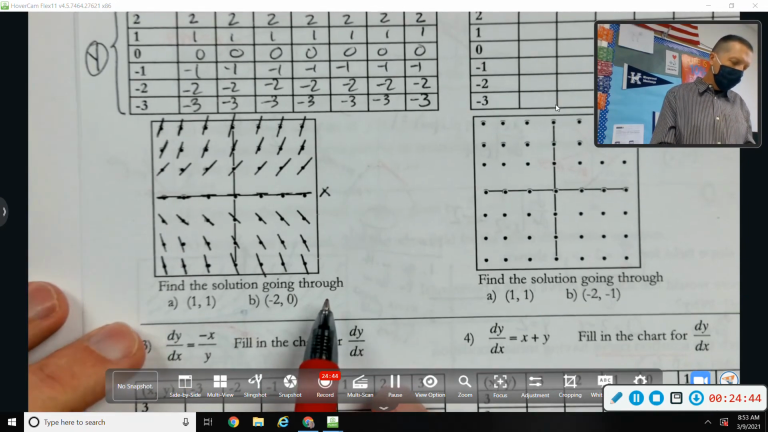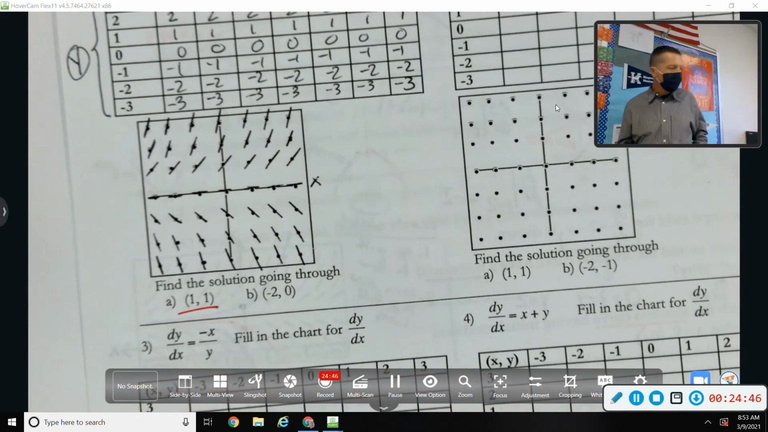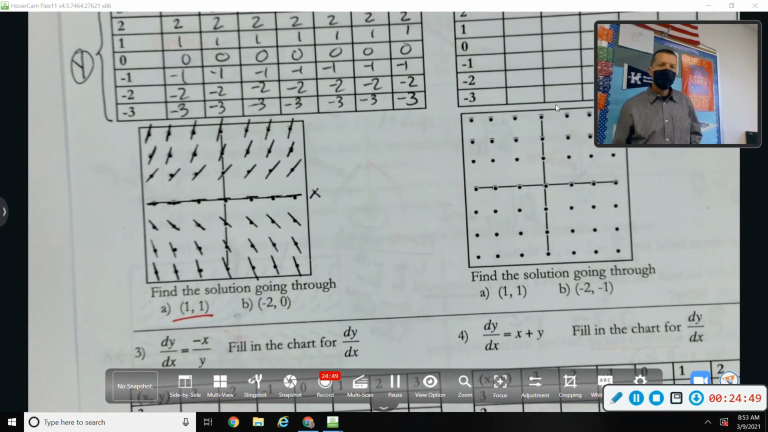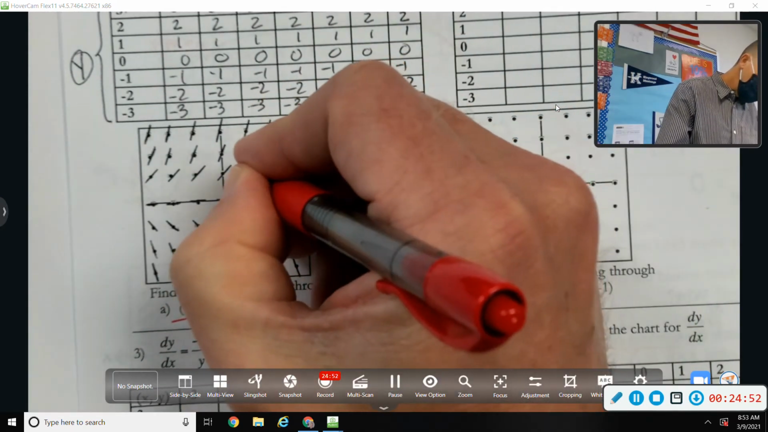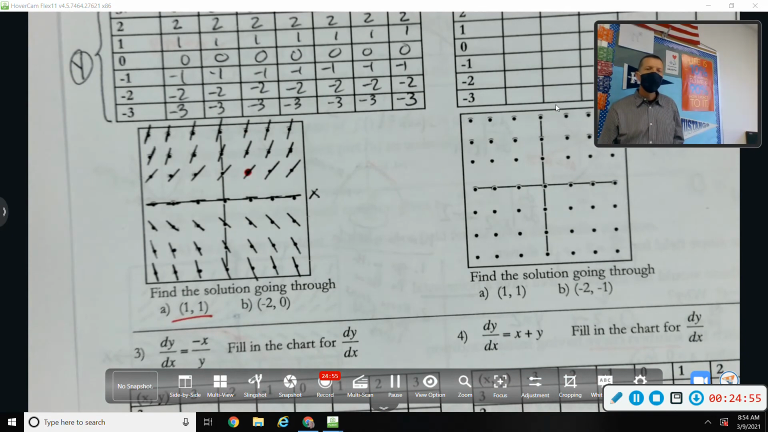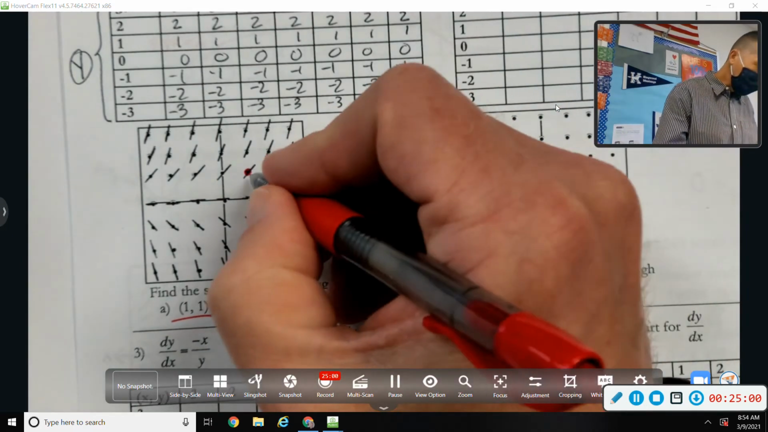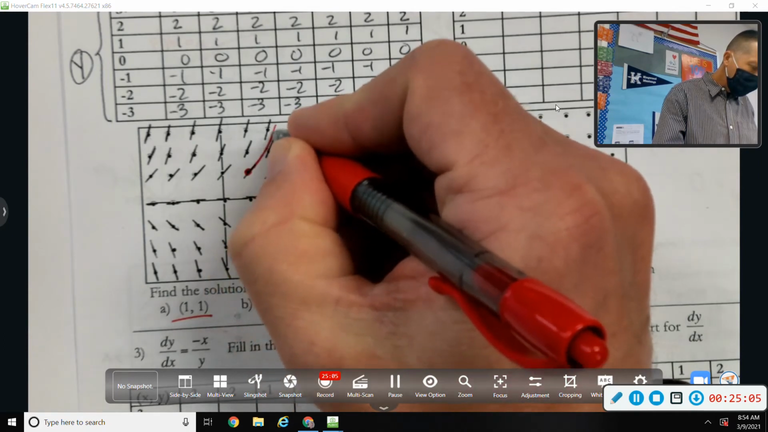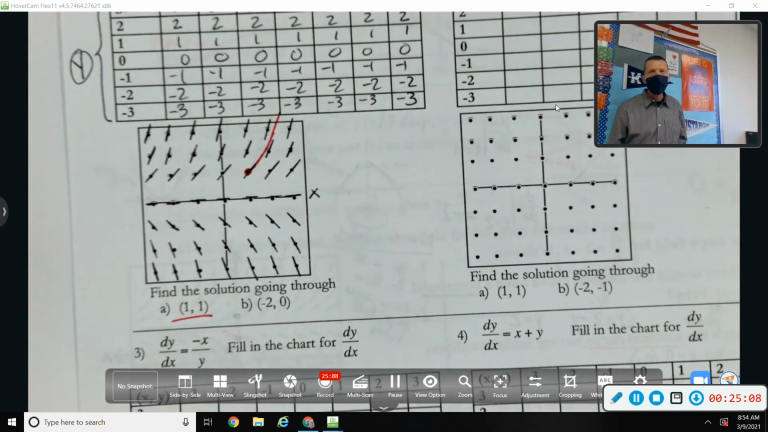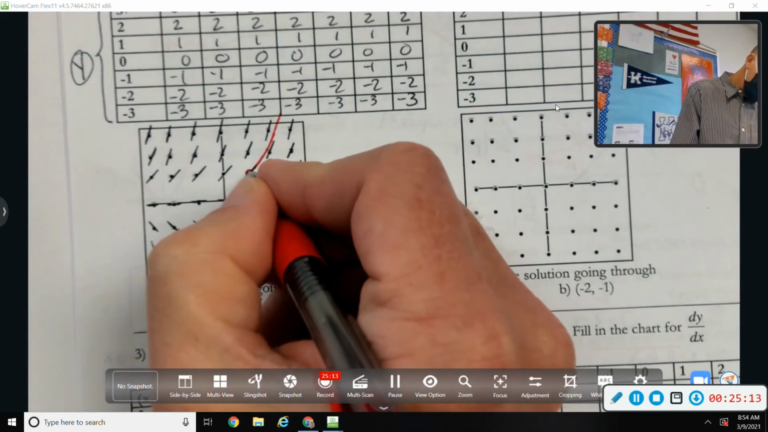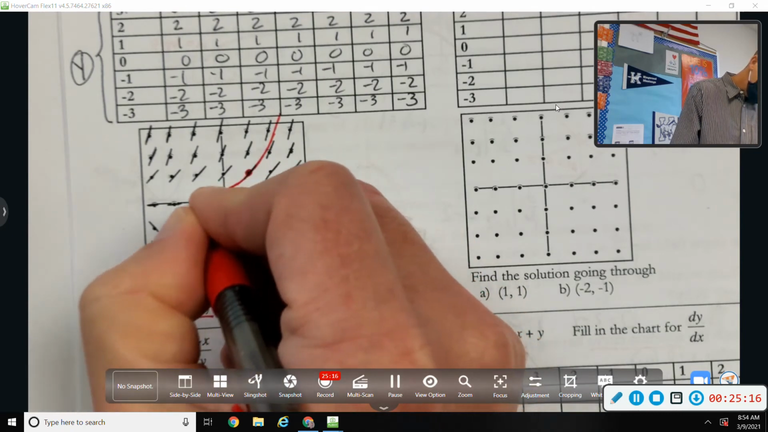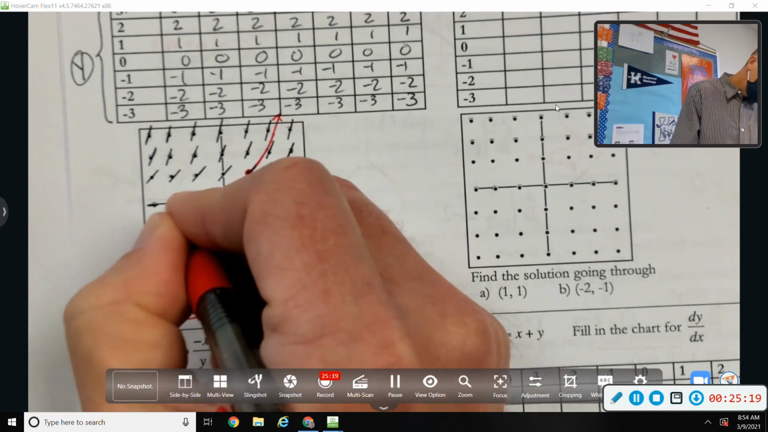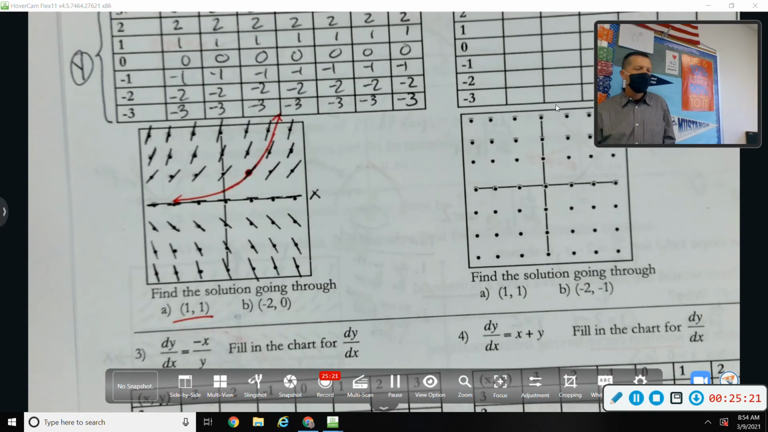Find the solution going through. Again, I'm going to pick 2 different colors because these are going to look different. So let's start at 1, 1. And again, we kind of just follow the path. I know what the slope at 1, 1 is. It's 1. Then I start curving up. Don't cross any slope field lines. Run parallel to the nearest slope field line is another way to say it. Something like that.